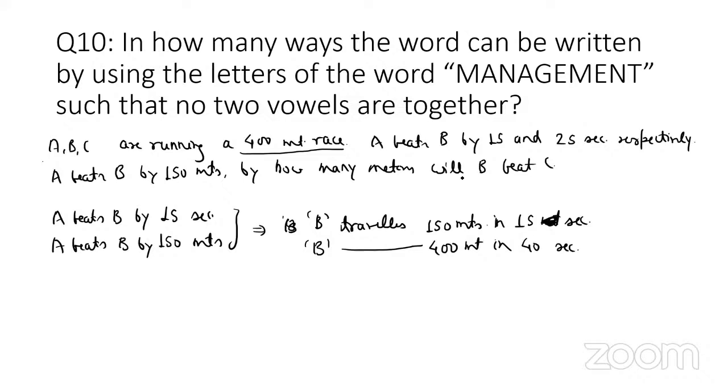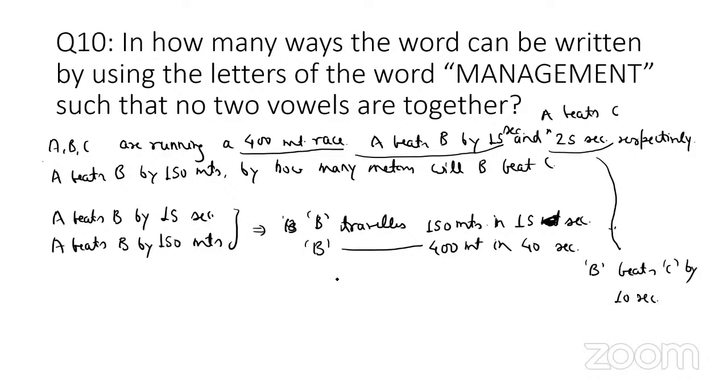And guys, we are also given that A beats B by 15 seconds and A beats C by 25 seconds. That is also given to us. So from these two statements, we can say that B beats C by 10 seconds.